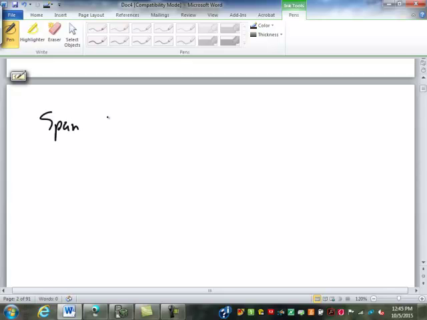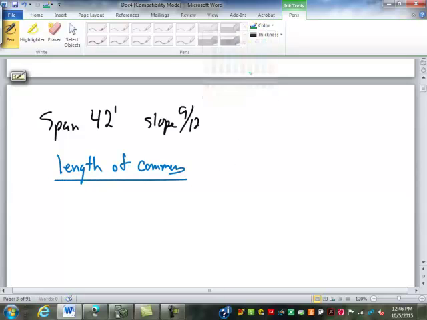So let's say we're given that the span is 42 feet and the slope is 9/12. To find the length of the common, we're going to look up 9/12 on the framing square. You get a 15 is what that says on the framing square. So what are we going to multiply by 15? 21. Our run is half the span. So 15 times 21 is 315 inches.